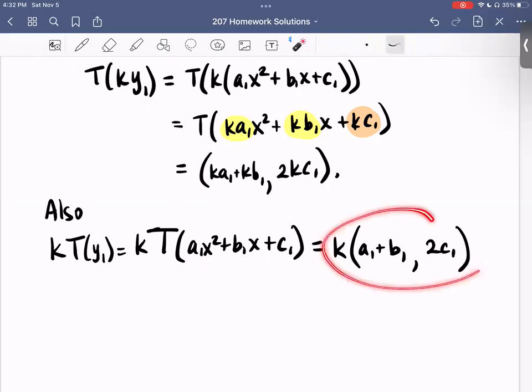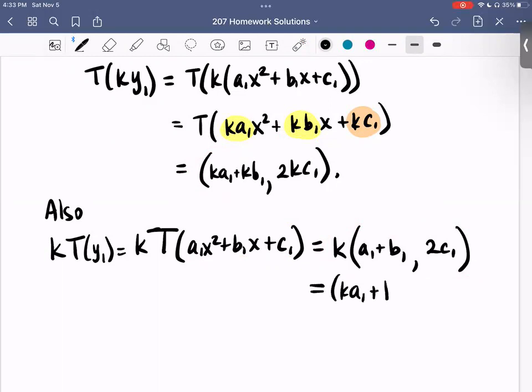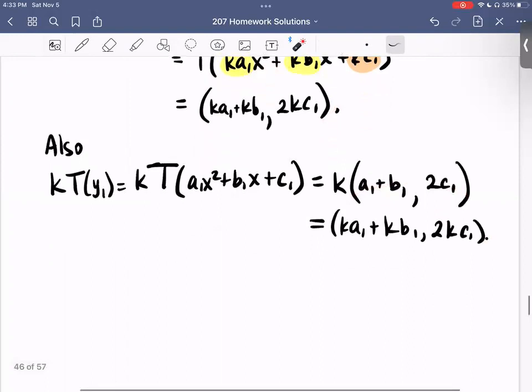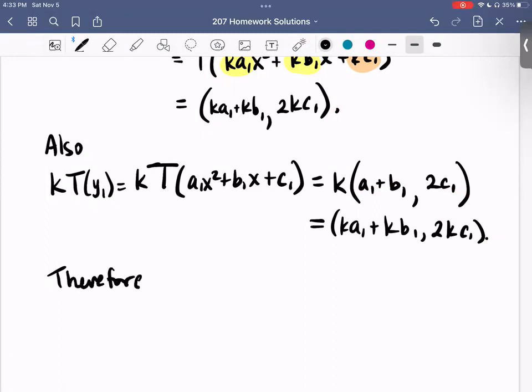Now, I want to make this look like this. And the way I can do that is I can distribute the k. So I get ka1 plus kb1, comma, 2kc1. And now these look equal, okay? These are equal now. So I can say, therefore, T of ky1 equals kT of y1.